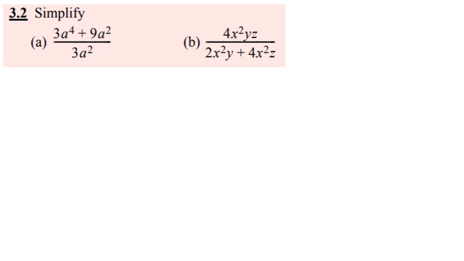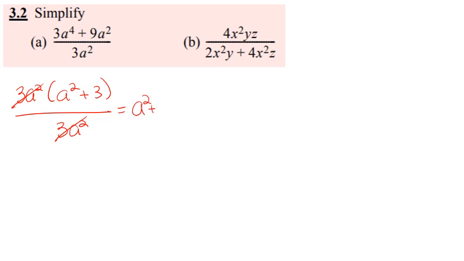Okay, so try these two. So for the first example, you can actually use that simplified method that I talked about in that last slide, where you separate it. I'm going to show you the GCF method. So the GCF would be 3a squared, and then we're left with a squared plus 3. And then the denominator will remain the same, and then these two monomials will divide out, and I got a squared plus 3.